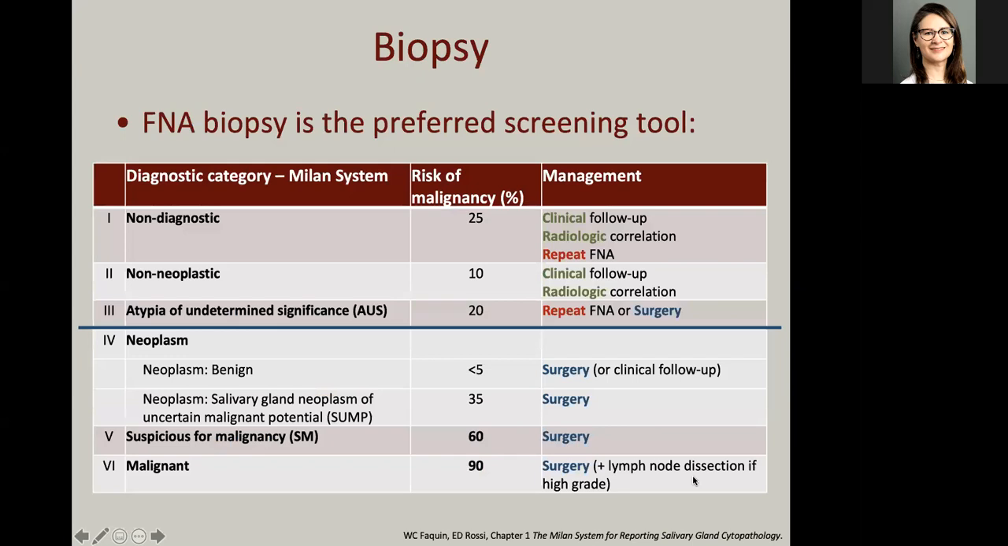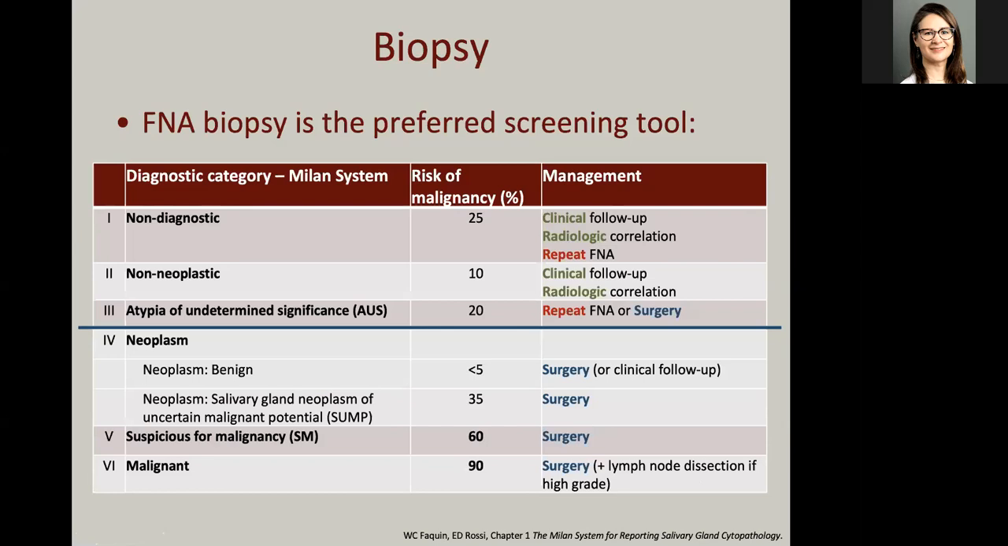So when we have a mass-forming lesion of the salivary gland, FNA biopsy is our preferred screening tool. Occasionally, we do see core biopsies, but generally they are FNA'd. And just like when we talked about the thyroid gland, where there's the Bethesda system for categorizing the FNA biopsy, there's now the Milan system for categorizing salivary gland biopsy.